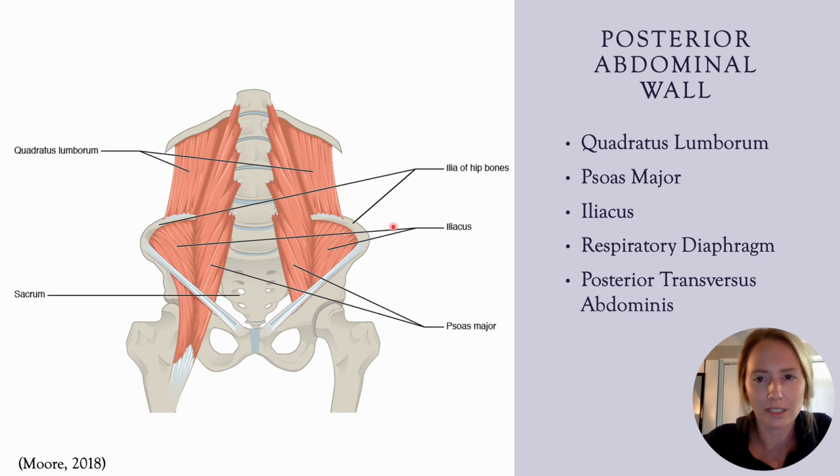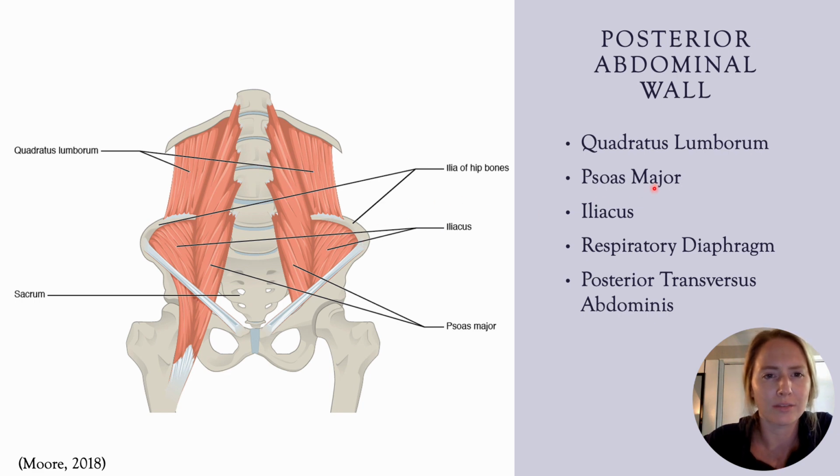So the first one we're going to talk about is the quadratus lumborum, and that's this guy right here on each side. It laterally flexes the vertebral column and also fixes the 12th rib during inspiration. So you can see that 12th rib right here. When we're taking a big inhale, it's going to help keep those ribs grounded. I'm not going to go into as much detail about origins and insertions of these muscles. That's something you guys can look up.